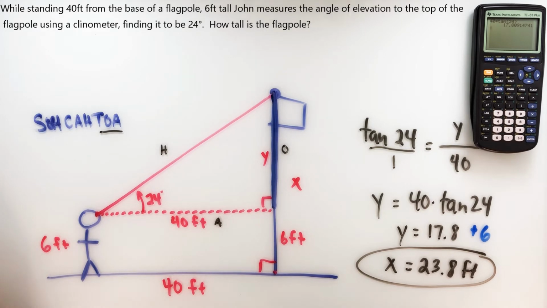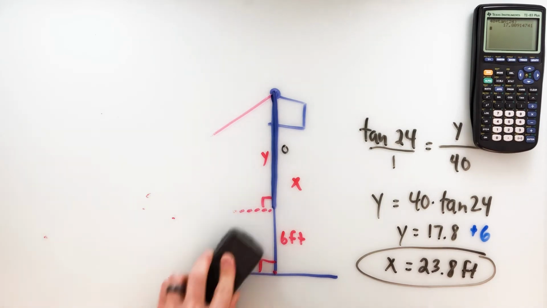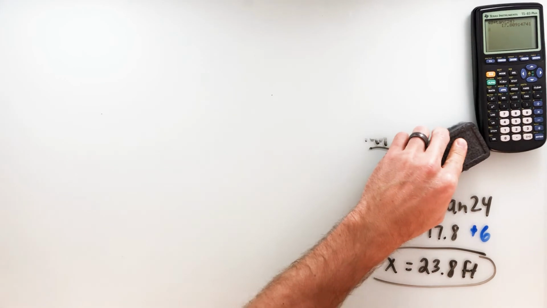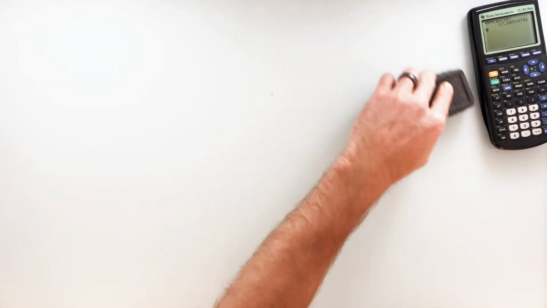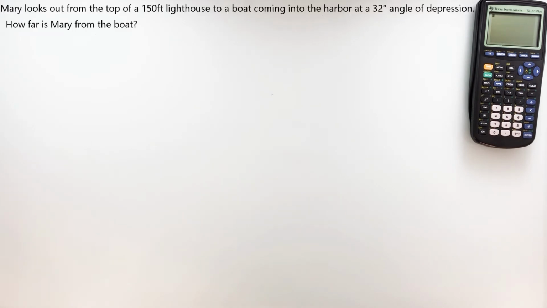All right, let's look at another. Okay, next word problem. Mary looks out from the top of a 150-foot lighthouse to a boat coming into the harbor at a 32-degree angle of depression. How far is Mary from the boat?